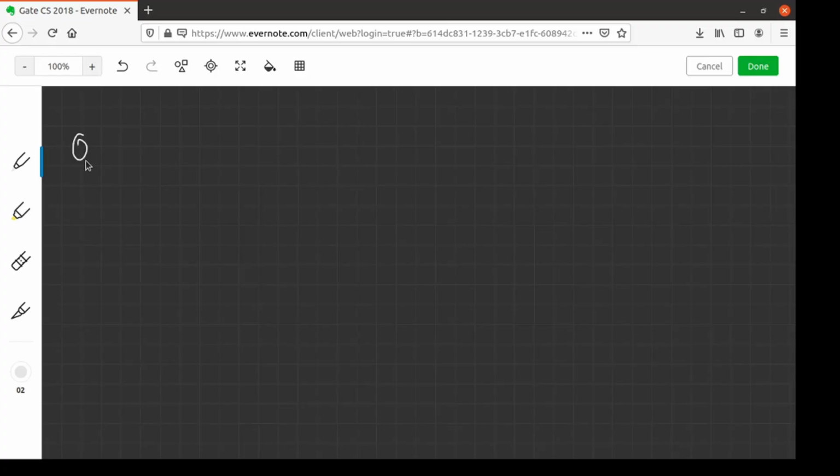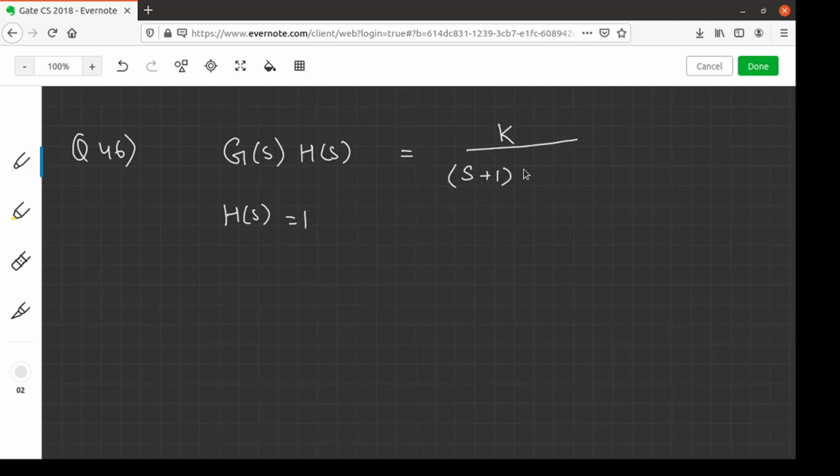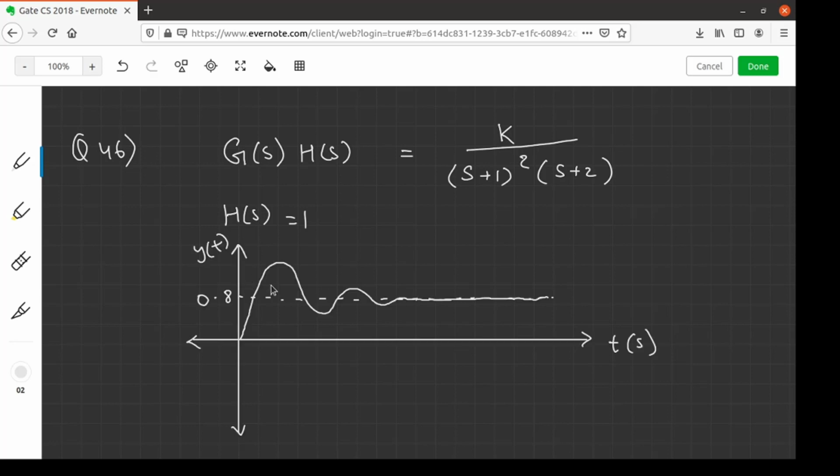So in this question, we are given the open loop transfer function of a system, that is G(s)H(s), where the feedback is unity, equals K by (s plus 1) the whole square times (s plus 2). So the unit step response plot looks something like this, and we are asked to find the value of K.